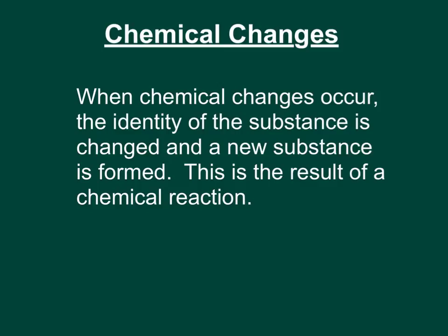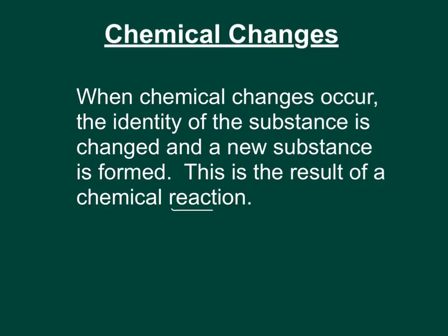Chemical changes are different than physical changes. When chemical changes occur, the identity of the substance is changed and a new substance is formed. This is the result of a chemical reaction. When I teach students about chemical changes and chemical properties, I tell them to look for the keyword react. If you see the word react in an example, the example must be talking about some kind of chemical property or chemical change.